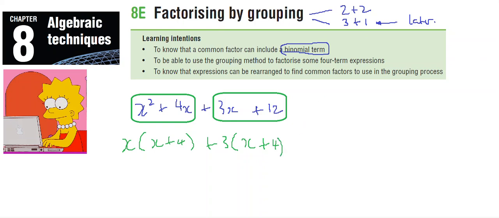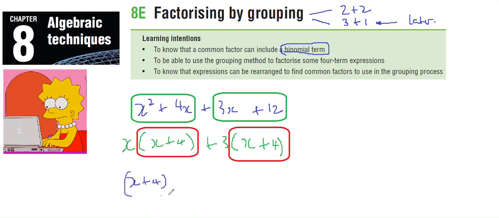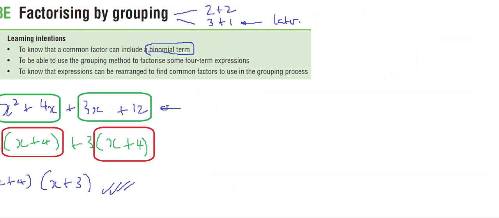Now looking at these terms, I have another common factor, which is x plus 4 in each of them. I can take that common factor of x plus 4 out, and what's left is x plus 3. That's the binomial expression of this term fully factorised.